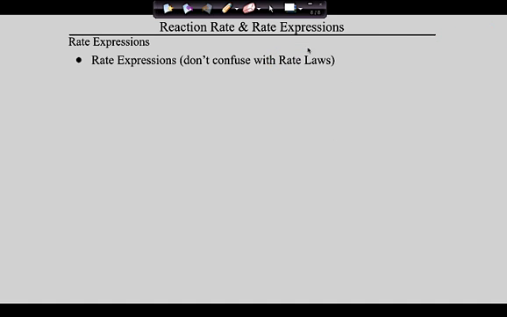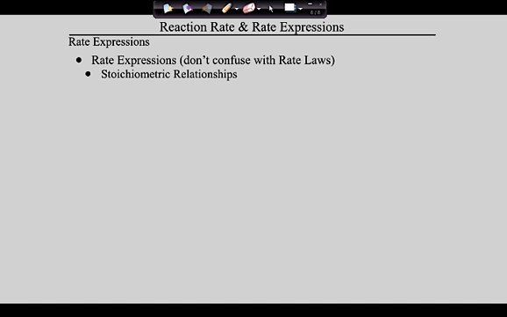So guys, what are rate laws? Or what are rate expressions? Rate expressions are representations of stoichiometric relationships. Remember, stoichiometric relationships are just the ratios from a balanced equation.